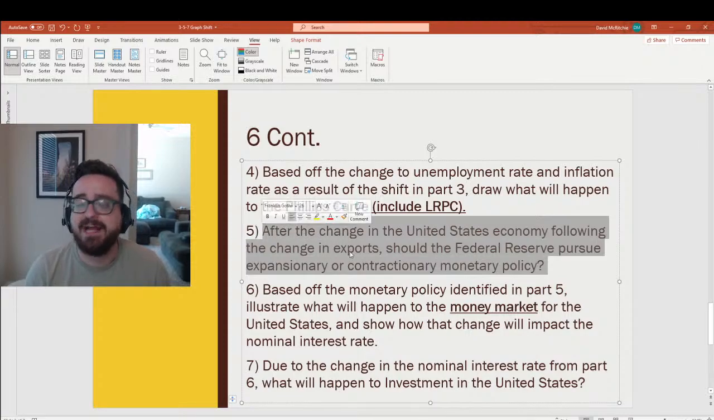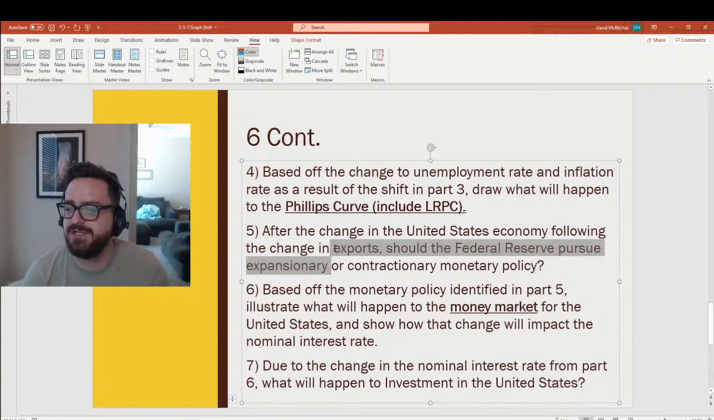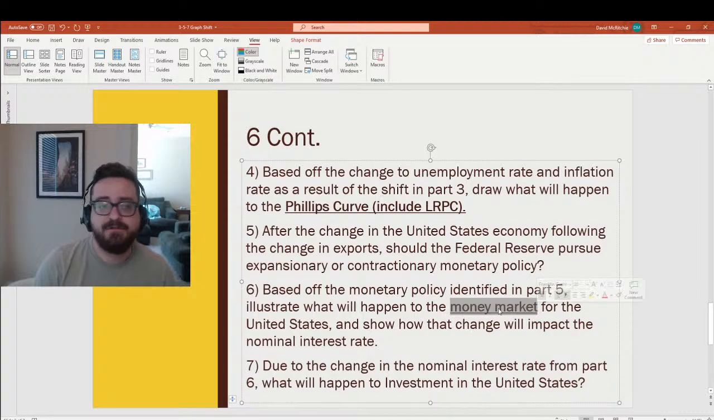If I have higher unemployment than I'm supposed to have, which would be caused by this shift here, then I would be in a recessionary gap or a negative output gap. So the Federal Reserve should pursue an expansionary monetary policy. If they pursue an expansionary monetary policy, the money market graph, vertical supply curve, downward sloping demand curve, supply of money, demand of money, should see an increase in the supply of money.